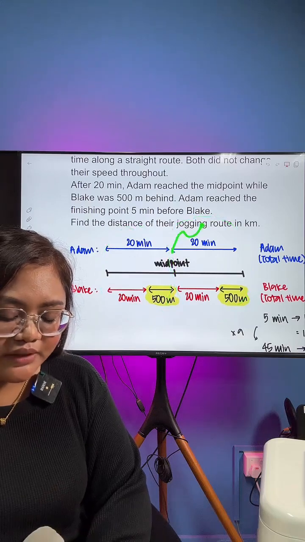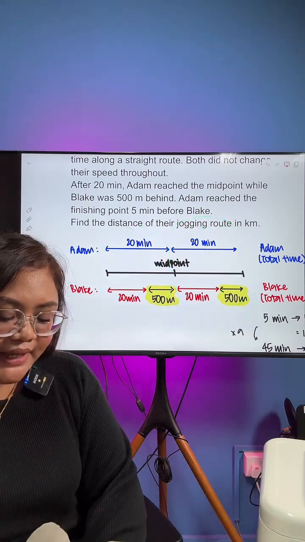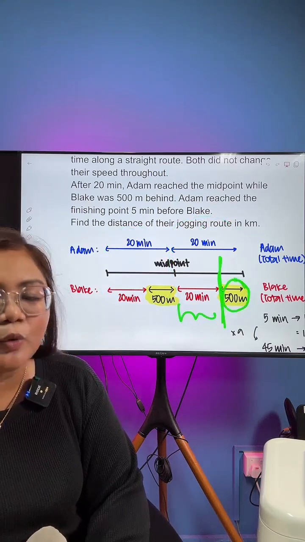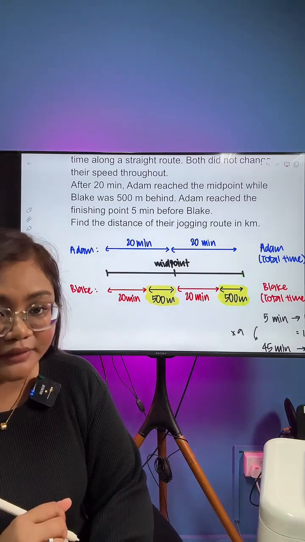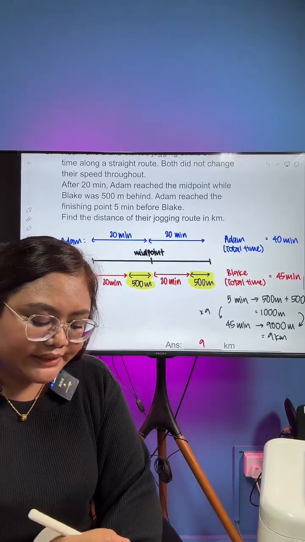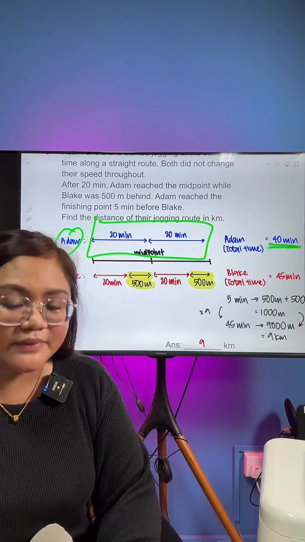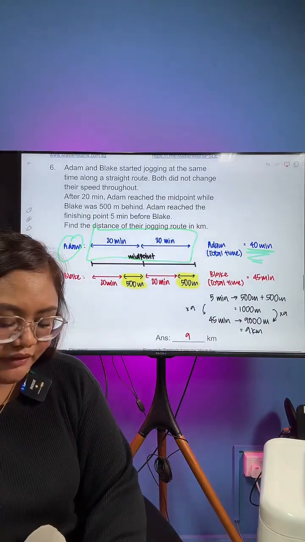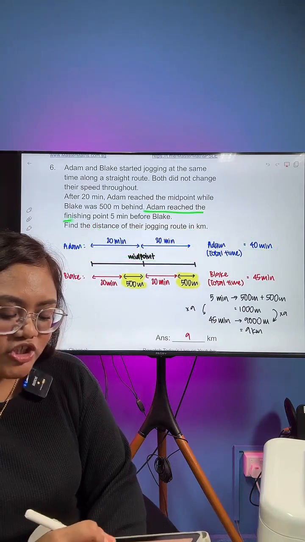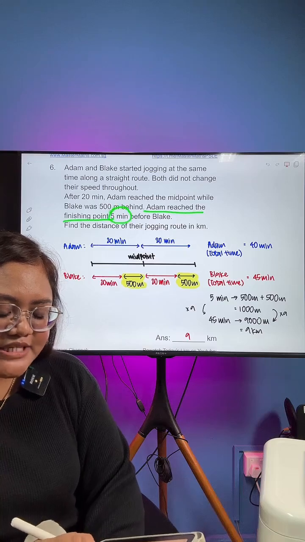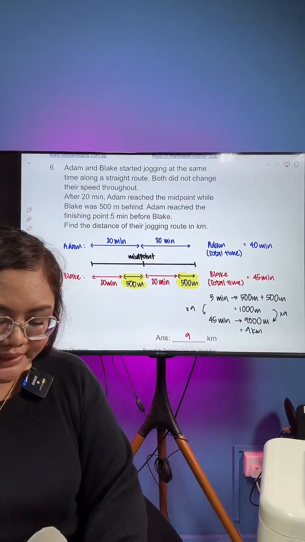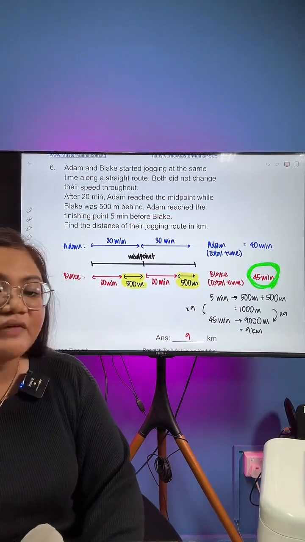He will take another 20 minutes to cover the second half, and Blake will take another 20 minutes to cover a distance that is 500 meters away from the end point here. Okay? Alright, can follow up? From here, we know that Adam will take in total 40 minutes. Adam takes 20 minutes for the first half, another 20 for the second half. But when Adam reached the finishing point at 40 minutes, this is 5 minutes before Blake. So Blake needs 5 more minutes. Therefore, Blake will be 45 minutes.